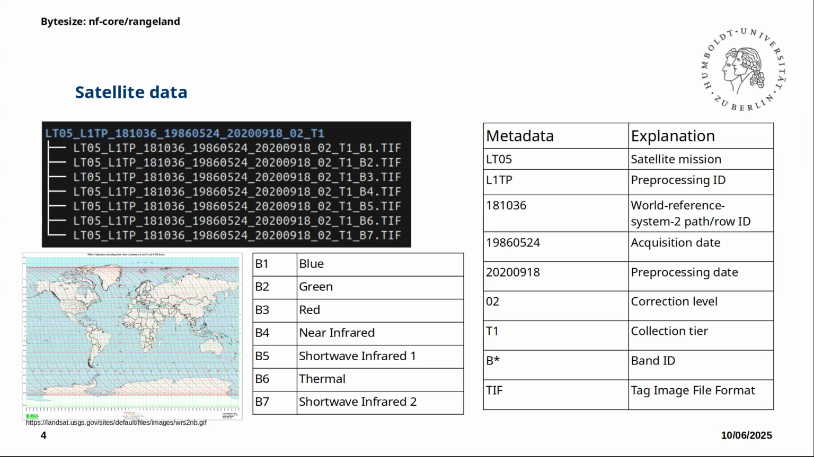The last metadata entry in the file name is the Tagged Image File Format. It's a standard format in satellite imagery for raster imagery. There are a few others, but we are mostly focusing on these TIFF files.